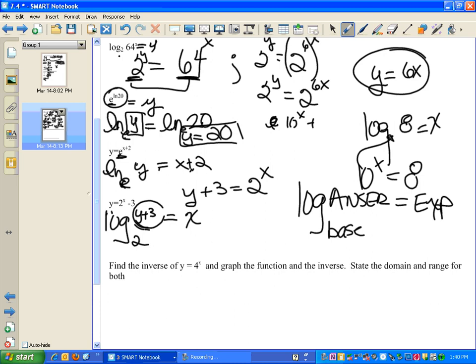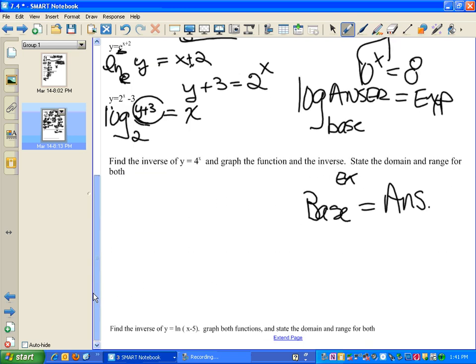Why is it log base 2 of y plus 3? Because I need to have this 2 to the x isolated. I don't know where that 3 is supposed to go. It's not an exponent. It's got to be part of the answer then. And then in exponent form, you have base, exponent, answer. So this is log form: log, base, answer, exponent. This is exponential form: base, exponent, answer. That's where there's 3 pieces of information. That's where they go, depending on which form.